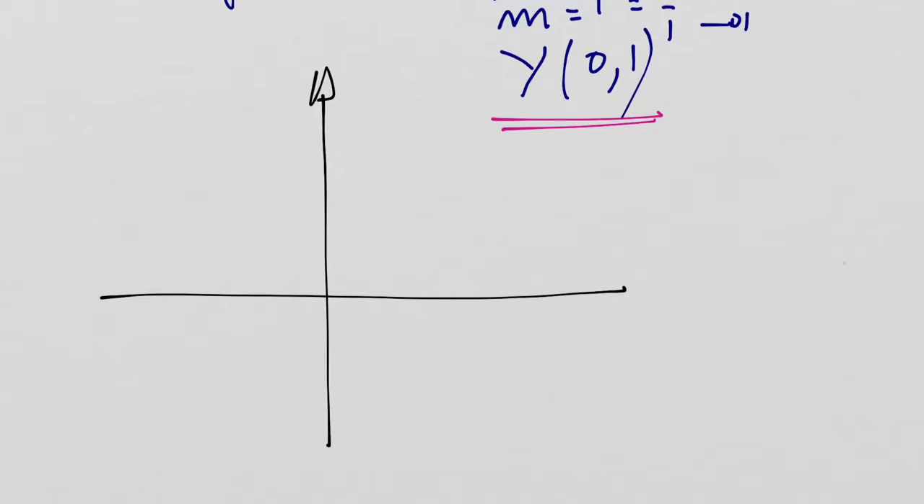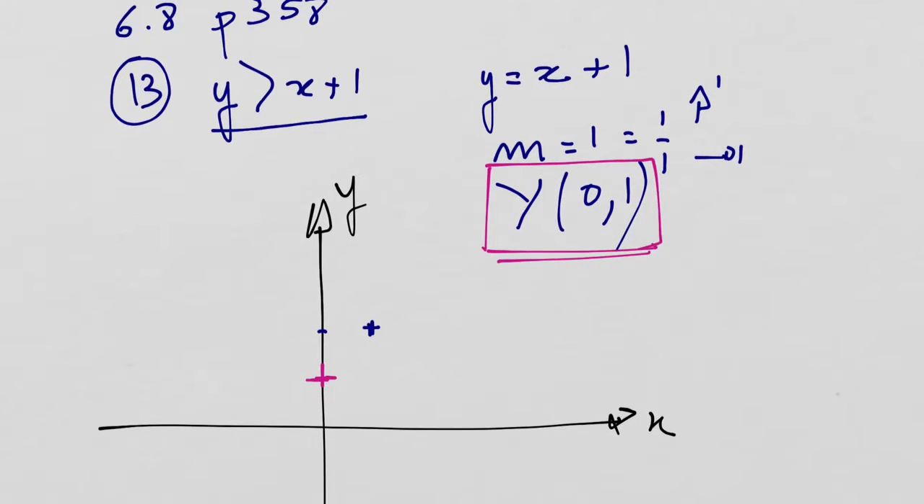Alright, this is my y-axis, this is my x-axis, and first I'm going to plot the y-intercept. When x equals 0, y equals 1. So this is my y-intercept. And from this y-intercept, I need to go up 1 and right 1. Once I'm done with this, I have to graph my line.